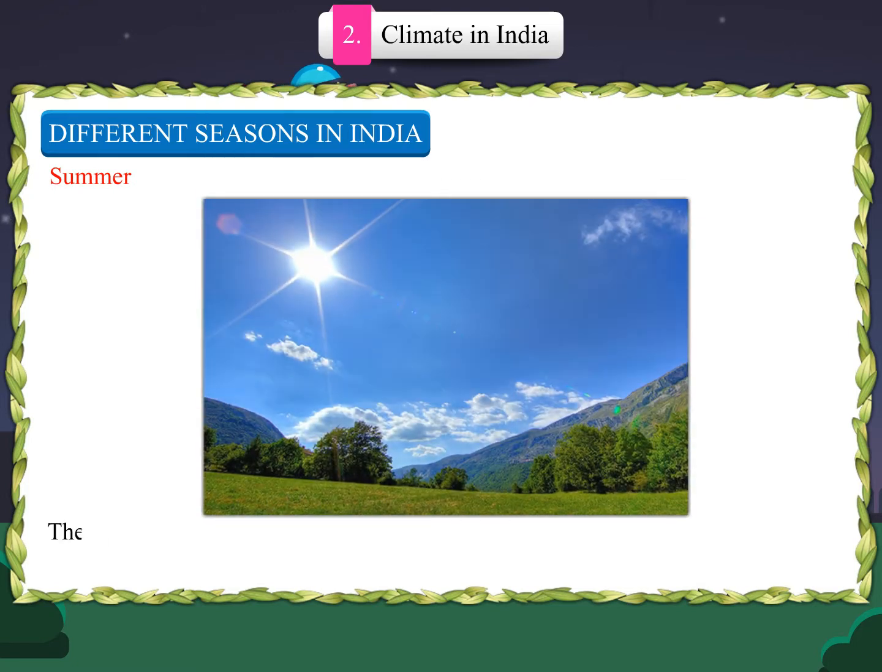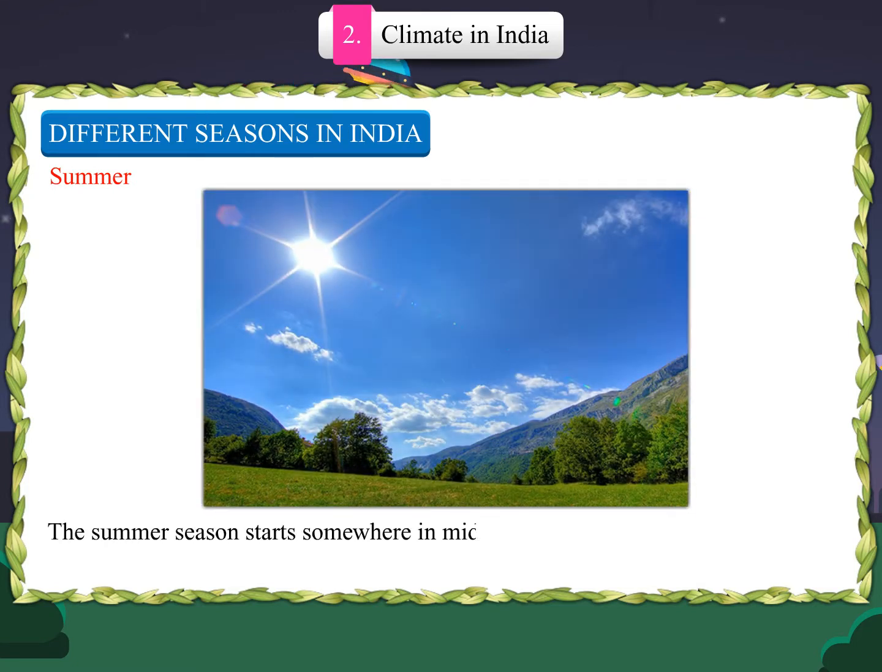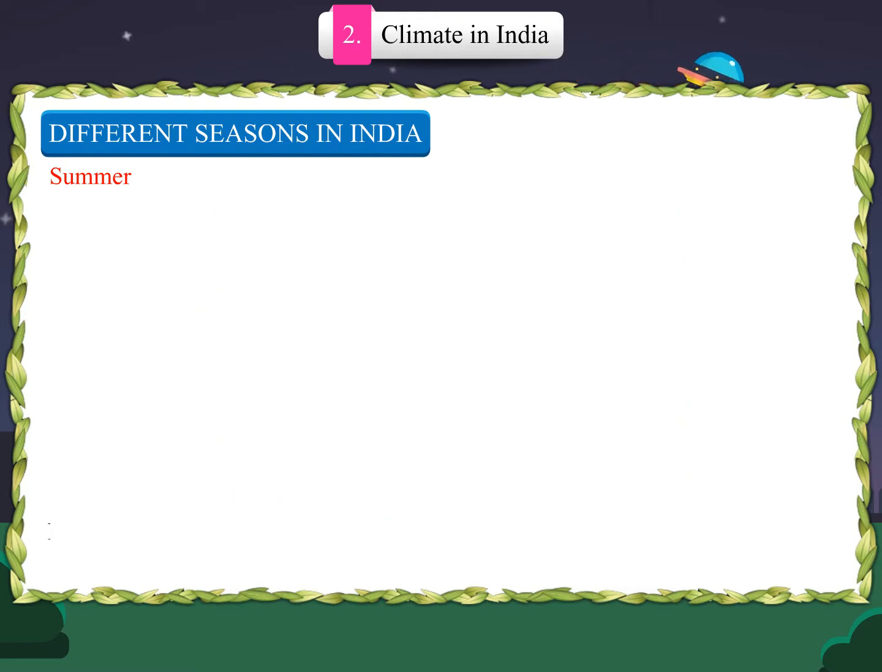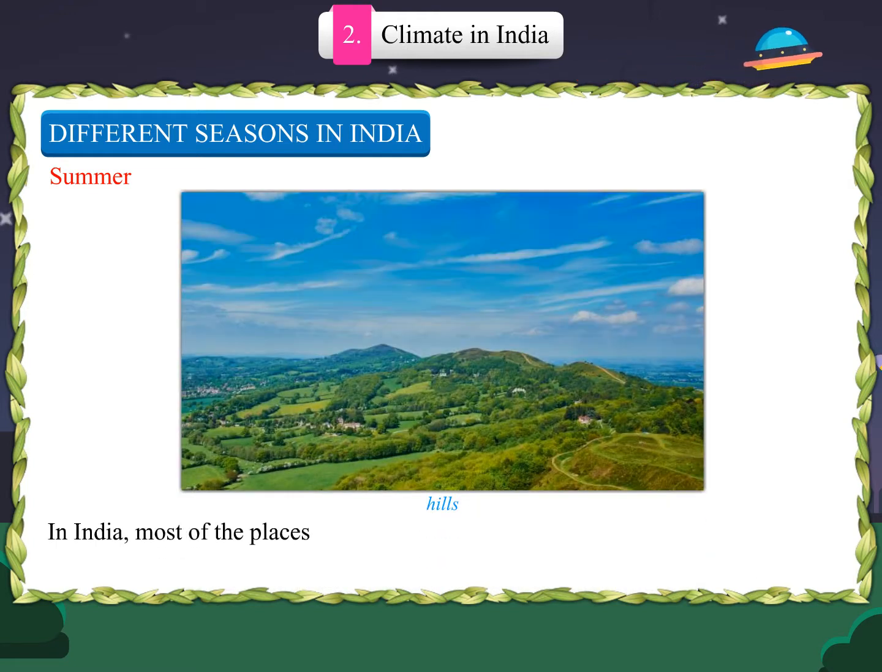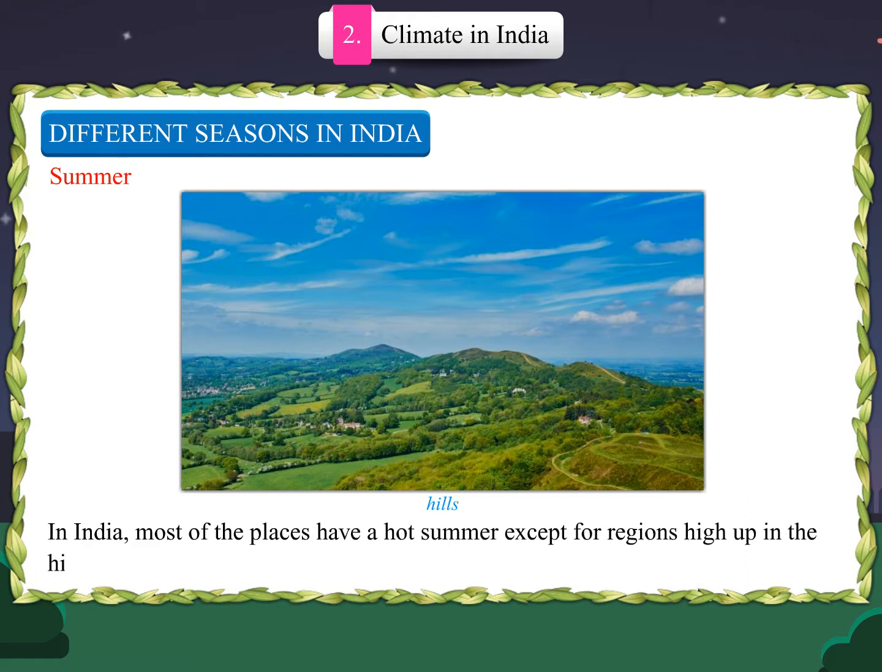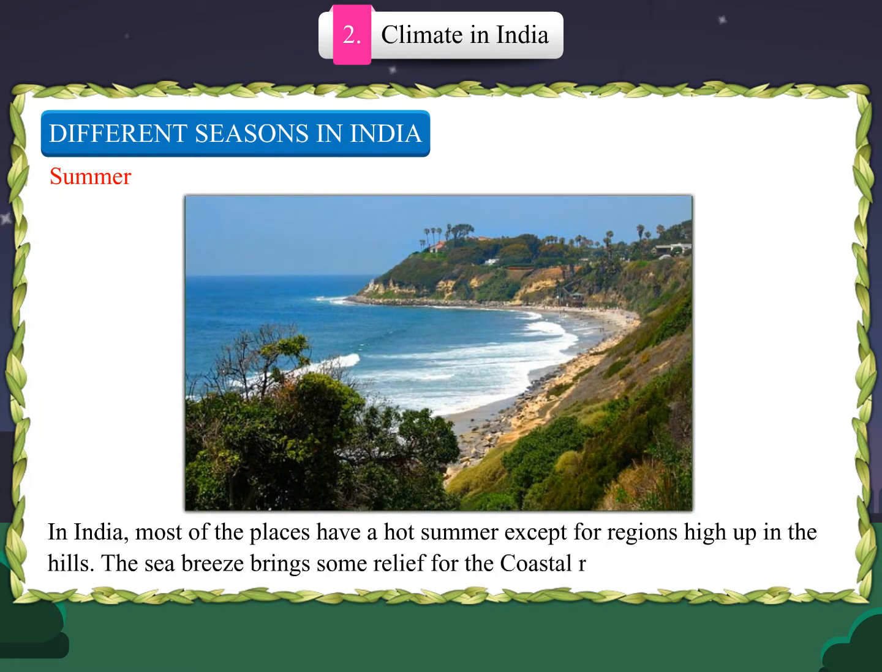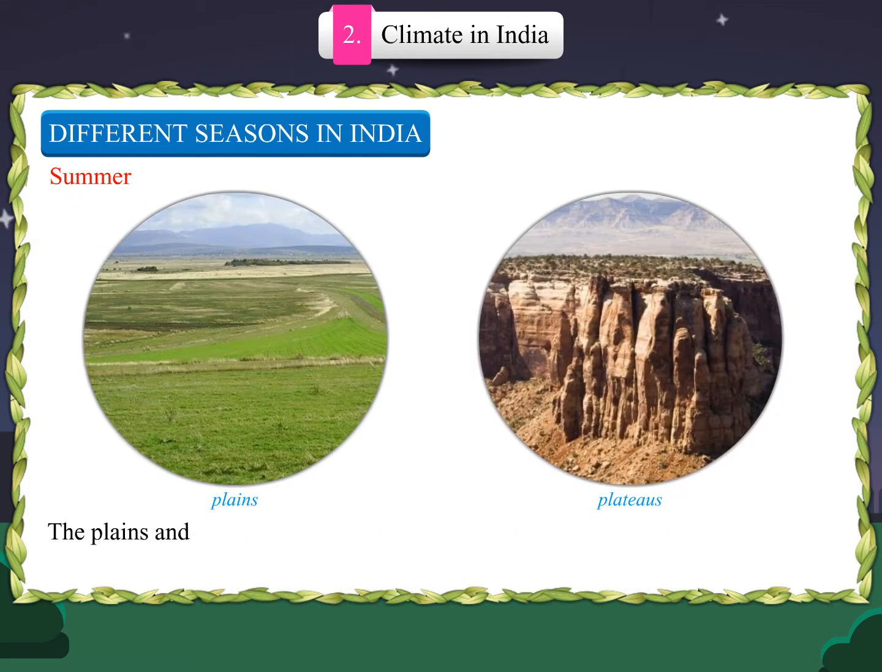Summer. The summer season starts somewhere in mid-March and lasts till about mid-June. The temperature starts rising and it is hot. The days are longer than the nights. In India, most of the places have a hot summer, except for regions high up in the hills. The sea breeze brings some relief for the coastal regions. The plains and the plateaus are also very hot.